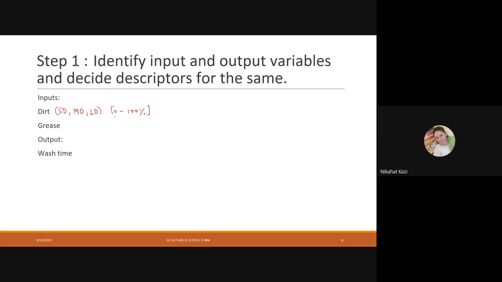Maybe we will decide a range, say 0 to 50, and you are going to give membership. Each of these, small dirt, medium dirt, and large dirt, will be the membership functions that you're going to decide for dirt. There will be 3 different membership functions which will occupy different ranges in the range of 0 to 100, right? Similarly, you will have 3 descriptors for grease, with the range 0 to 100.